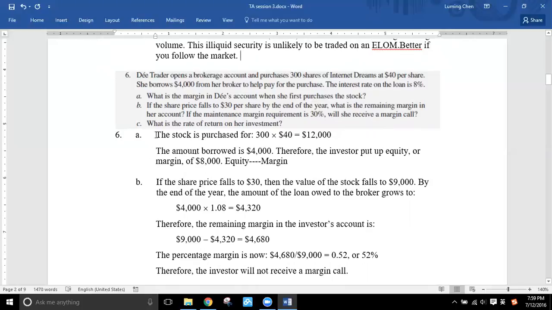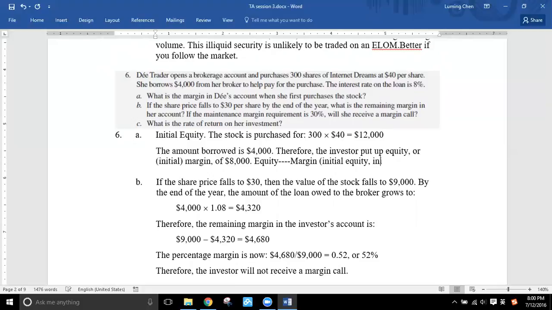So the margin is her initial equity. The stock is purchased for 300 shares at $40 per share, so it's $12,000. The amount borrowed is $4,000. Therefore, the investor put up equity, or her margin, initial margin or initial equity, which is $12,000 minus $4,000, and it's $8,000 equity or margin, which is initial equity or initial margin.